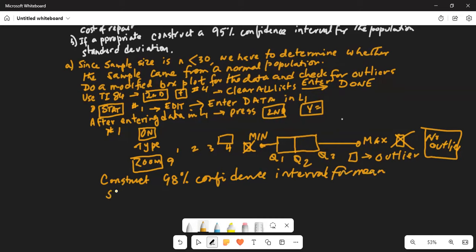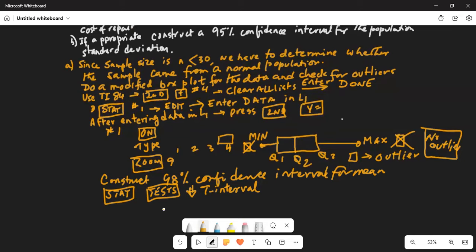So I will press the stat button, then highlight TESTS on the top row. Highlight means move the cursor onto TESTS and press enter. So this cursor should be sitting on STATS. And now we are scrolling down to T interval. Why T? Because the population standard deviation is not known, we cannot use a Z interval. We have to use the T interval, which is option 8, T interval.